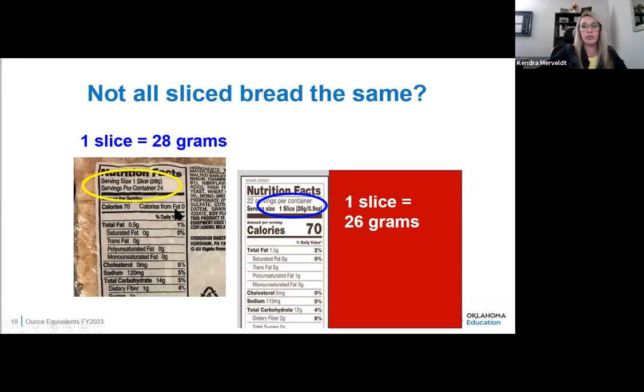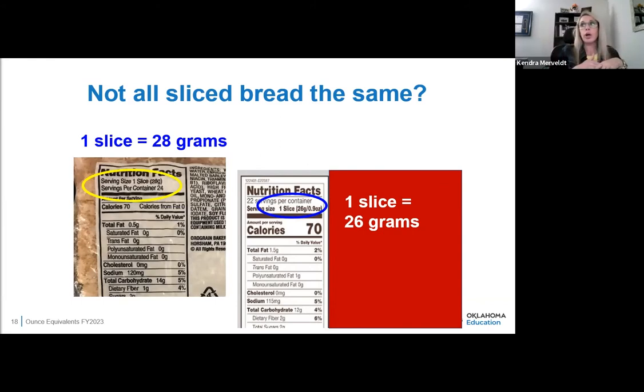So each child, if they had 1 slice, would be fine, or if you cut it in half for those 5 and under. But this 1 slice is 26 grams. So if you were to serve 1 slice for those 6 and older and half a slice for those 5 and under, you would be short on bread. So just make sure that you are serving the correct amount. If you do find something like this, because it is very common to find the 26 gram, you may want to cut it in squares, and maybe for the older kids you give them 5 squares, and for the younger kids you serve 3.